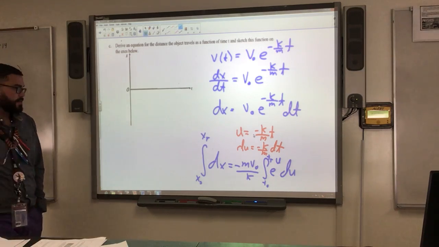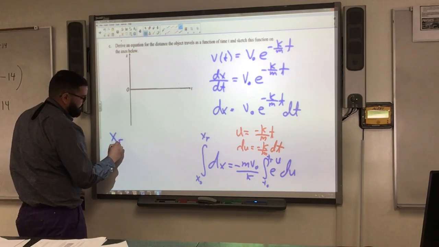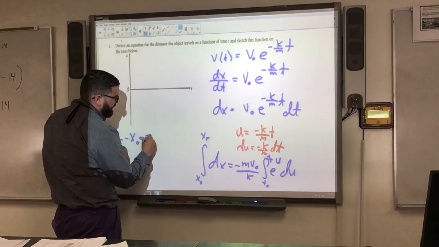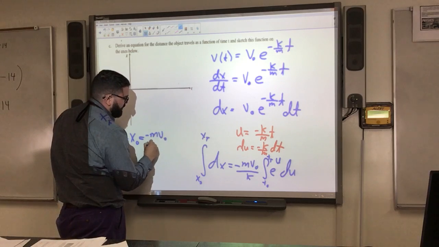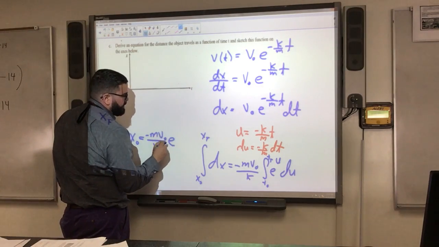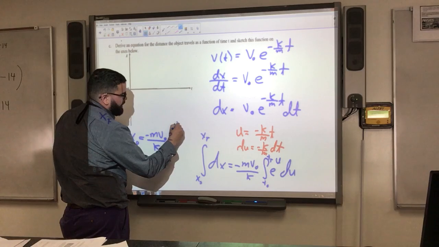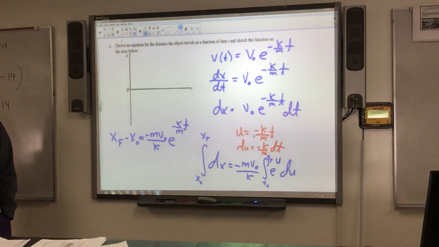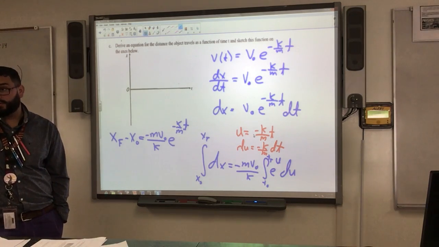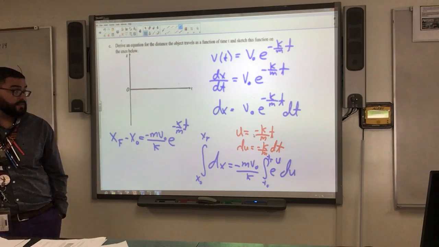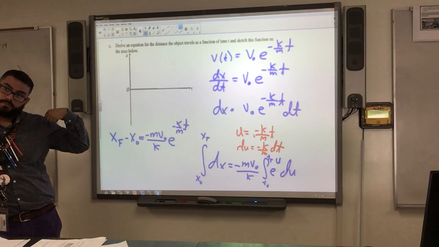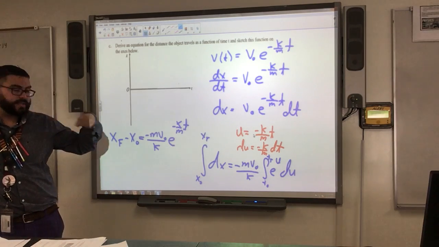Okay, so this is going to end up giving me x final minus x initial equals negative m v naught over k e to the negative k over m t. Well, how would you do that? Well, the integral of e to the u is e to the u, right? Okay. So then I'm just going to plug back in what u was. U was negative k over m. Then you still have limits of integration. You still have to evaluate between. But t initial was 0.